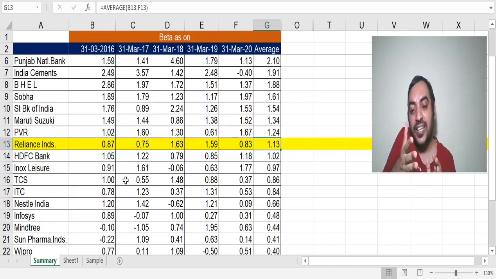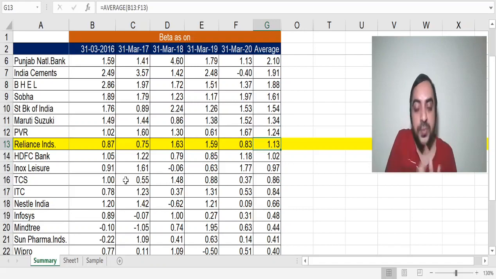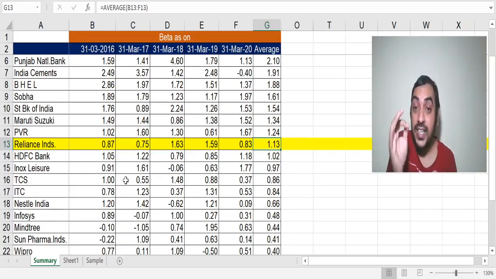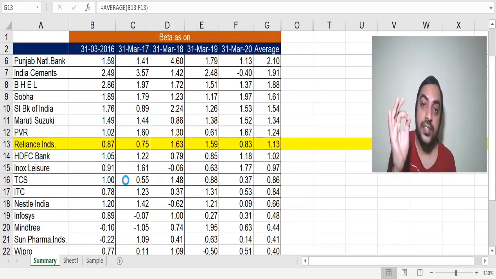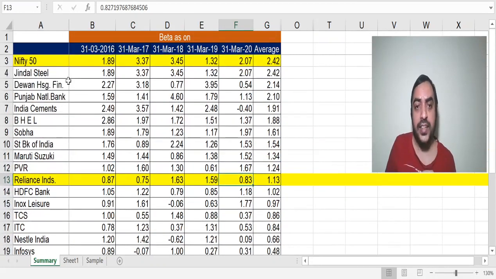It is a fluctuating number. It is statistics, my dear friend. It's just an average. Many statistical parameters are there, and one of them is beta. As you take different data points, beta will change. So you have to understand practically, is beta a measure of risk? Yes. Is it a fixed number? No. Every year, every data point, beta is going to have a different number. As you can see here, Reliance Industries got 0.87, 0.75, 1.63, 1.59, 0.83. Okay, fine. So I've calculated like this for many stocks.